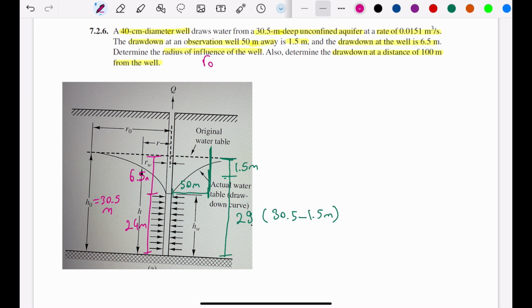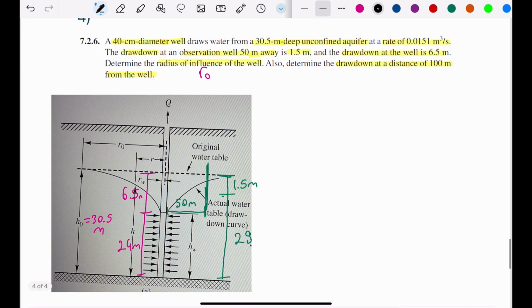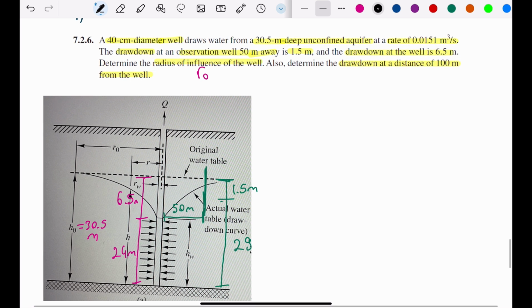Okay, now we can continue with equations. So in this question, we don't know K, so we need to do a back calculation and obtain K. And after that, using that K, we are going to use the same equation and we will get the radius of influence. So we will use equation 7.16.